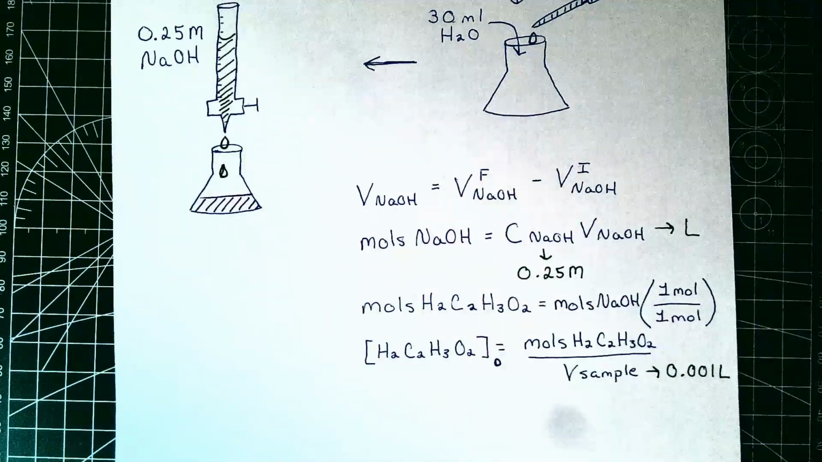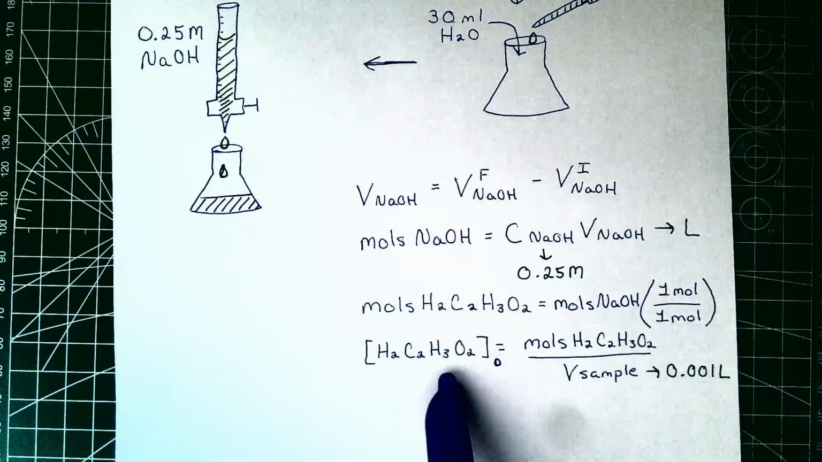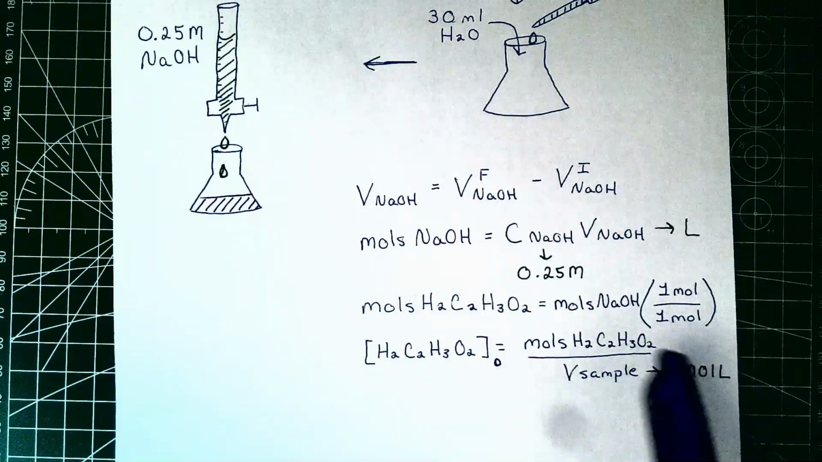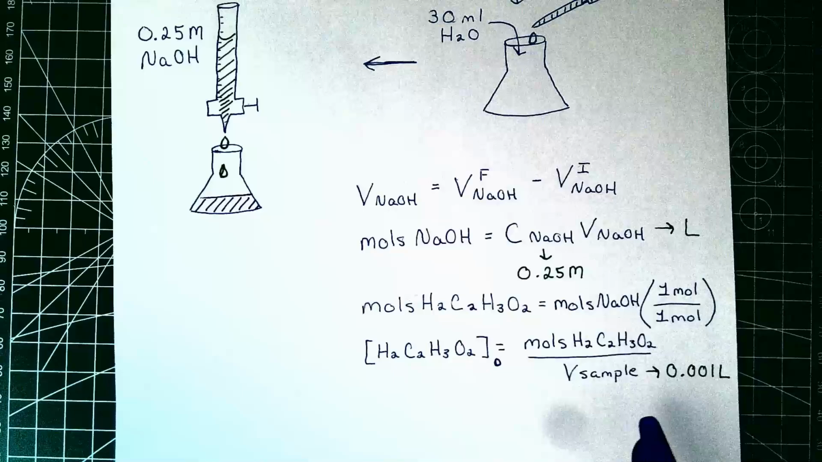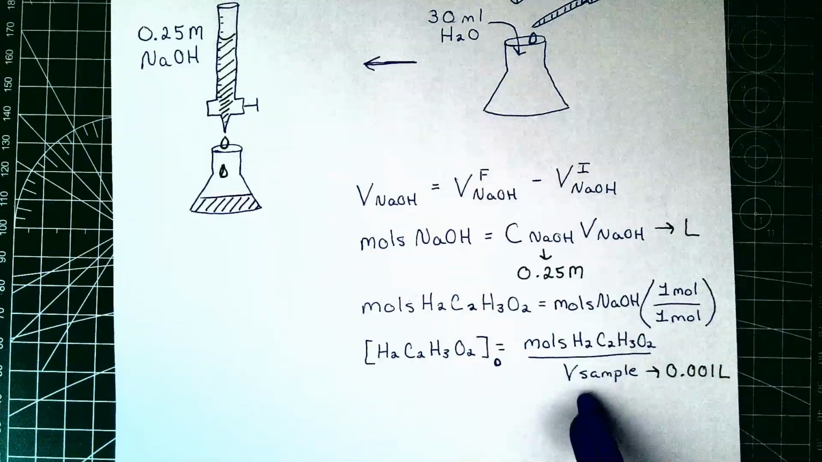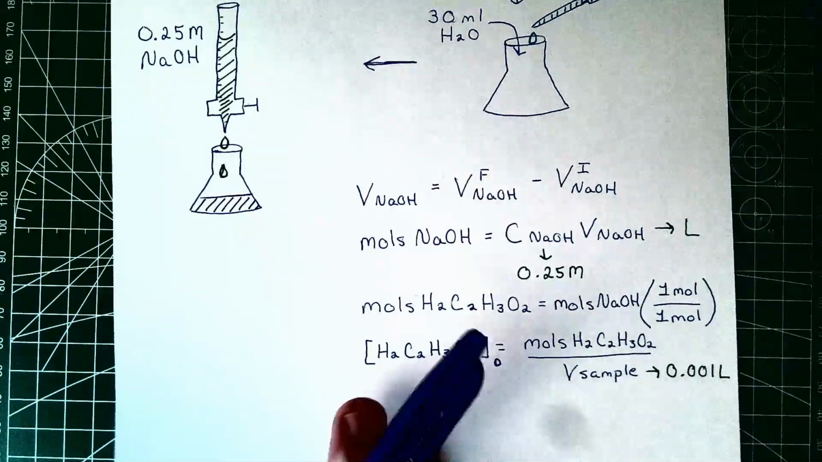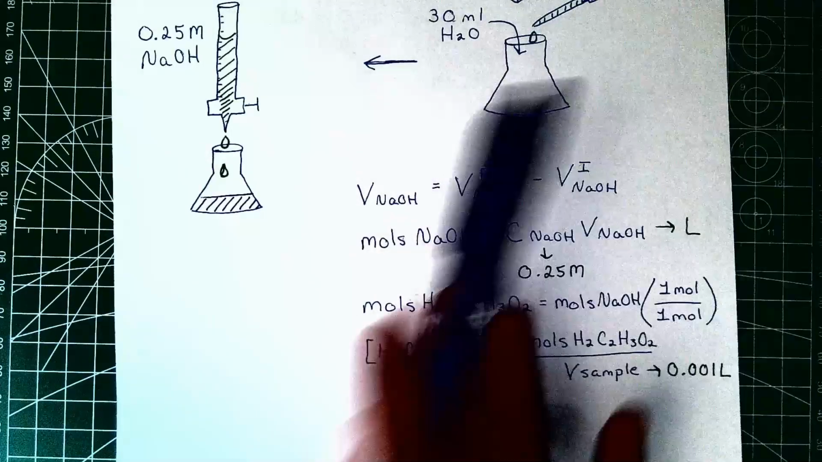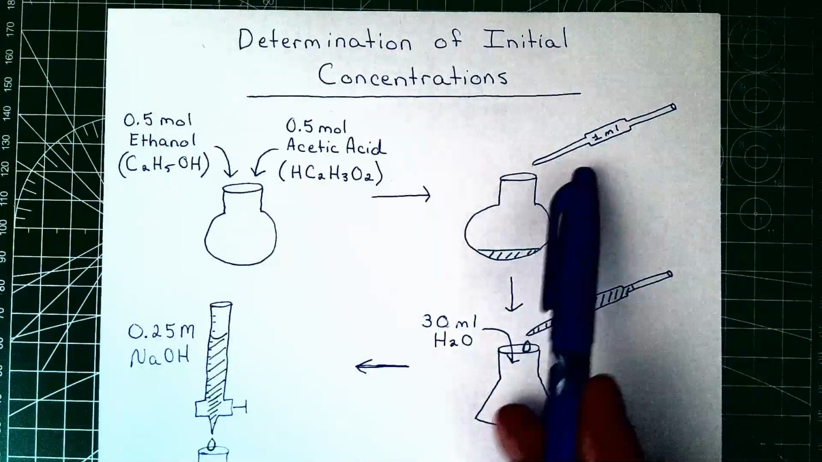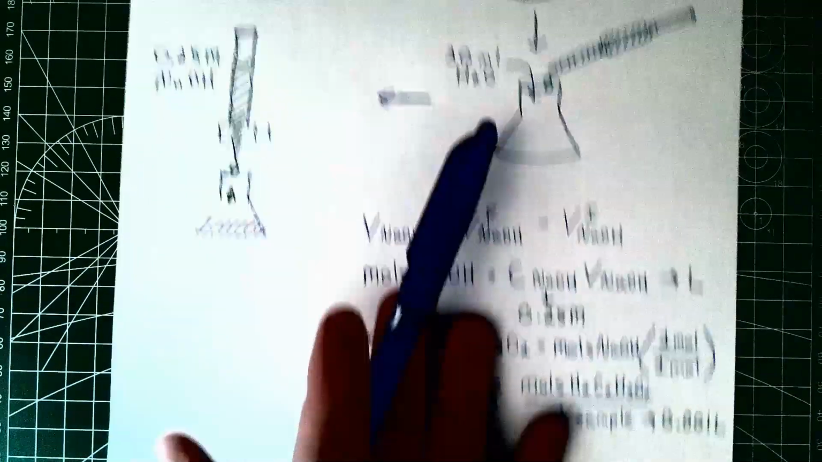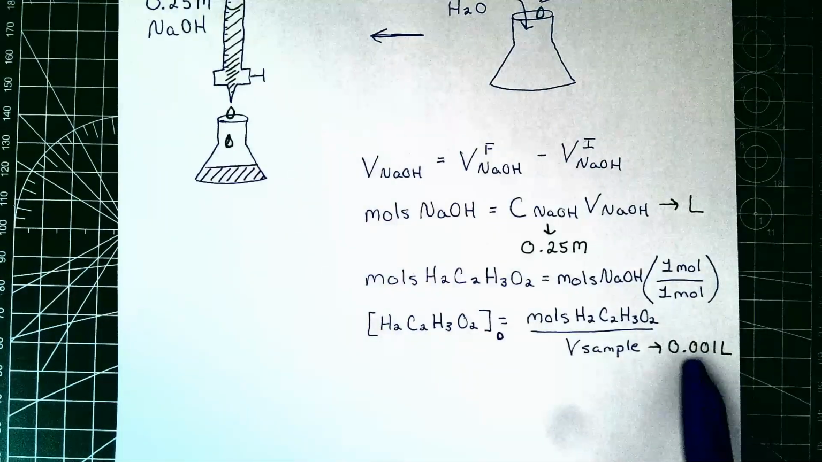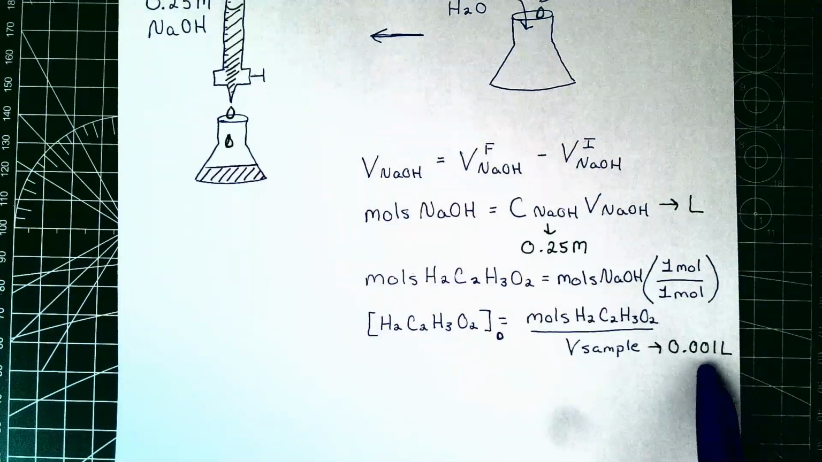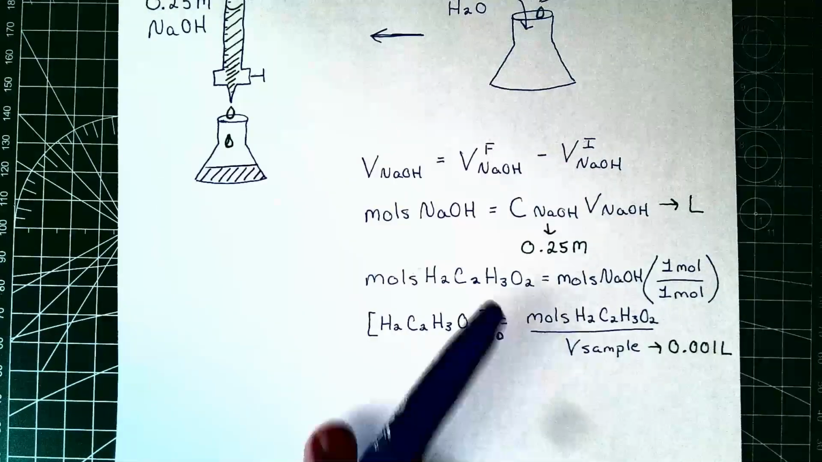Finally, we can calculate our initial concentration of acetic acid as the moles of acetic acid divided by the volume of the sample. And the volume of the sample is that 1 mL that we withdrew. But we need to convert that to liters, so it's going to be 0.001 liters.